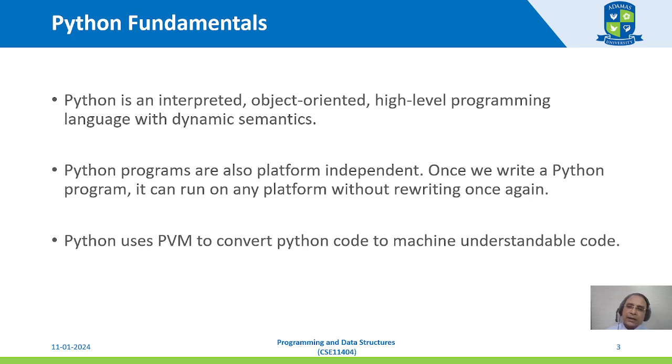Now, when we talk about dynamic semantics, dynamic semantics means dynamically Python allocates the value to the variables. Earlier in C and C++, we needed to assign the data type of a variable, but here we do not need to do that. We only assign values, and accordingly Python assigns the type of the variable. So that is dynamic semantics.